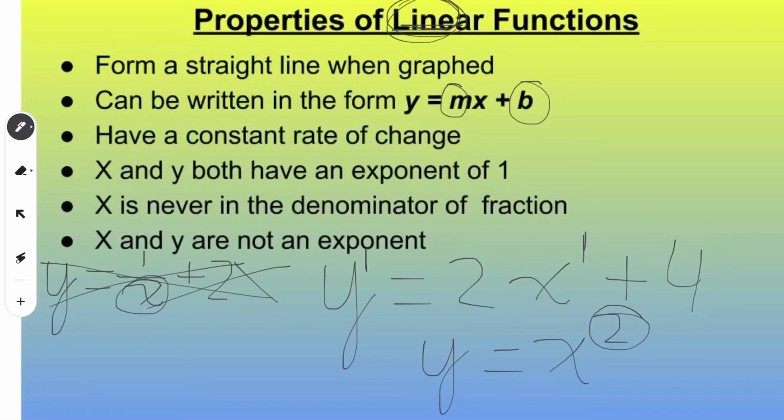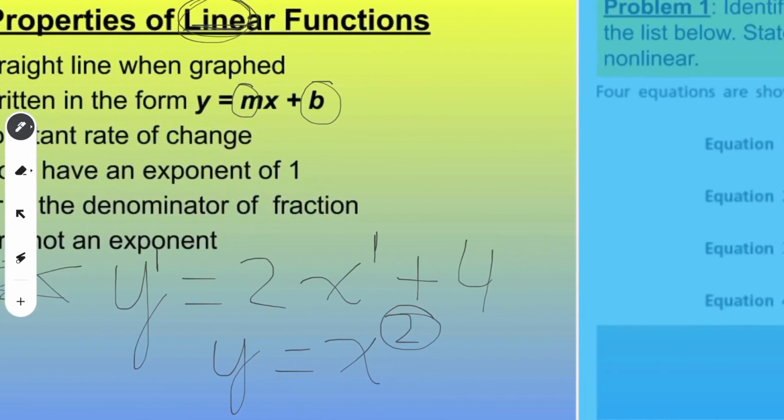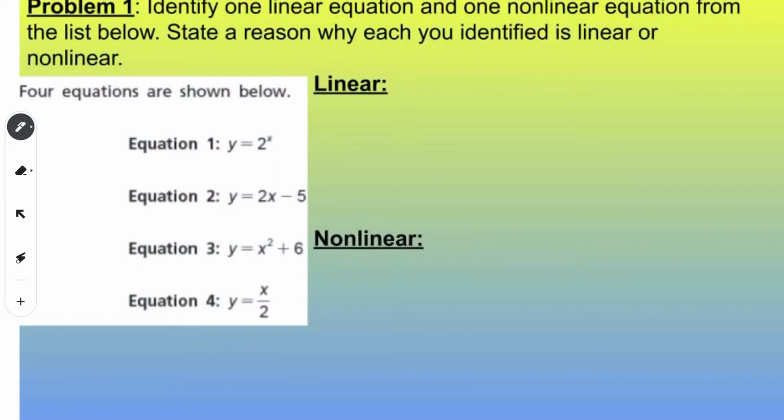And the last bullet point, x and y are not an exponent. So say you're given the equation y equals 2 to the power x. This is not an example of a linear function because it's actually an example of an exponential function, which my algebra folks should remember. All right, on to problem number 1.